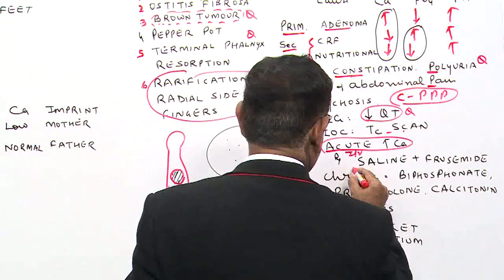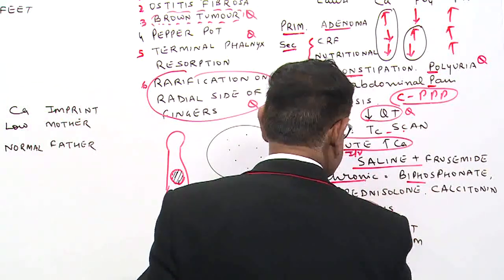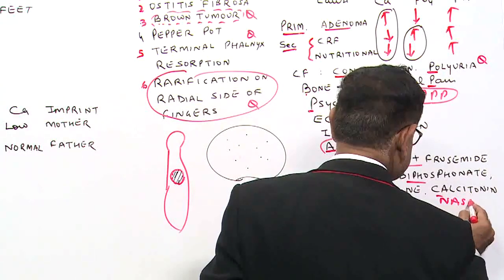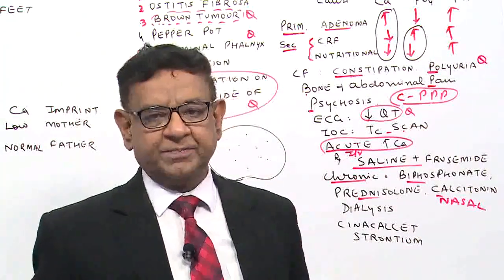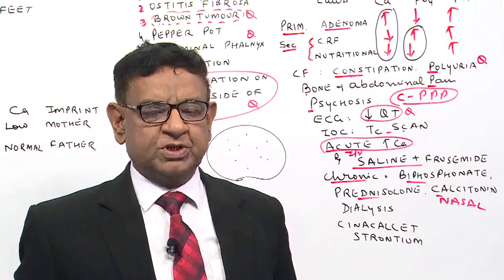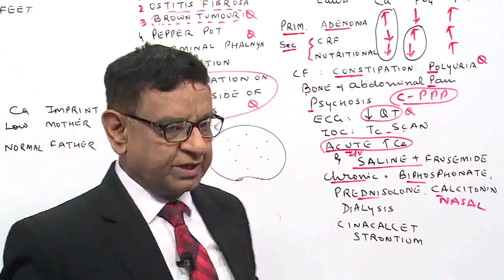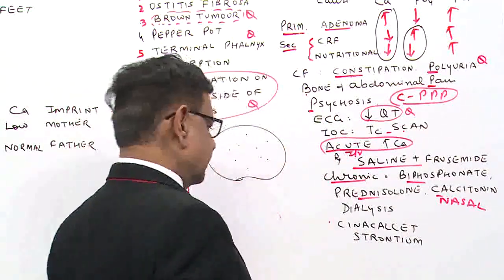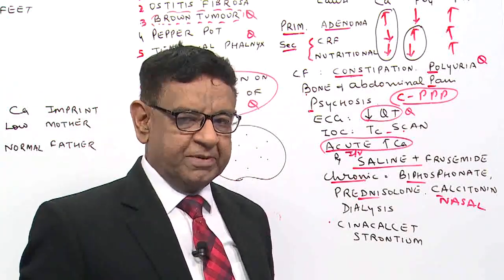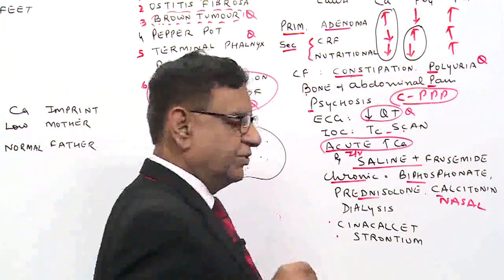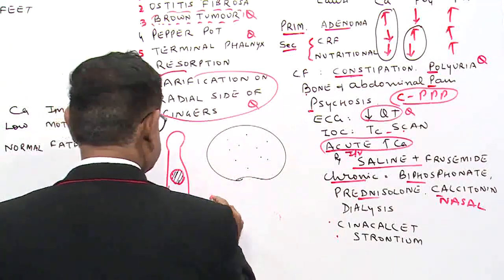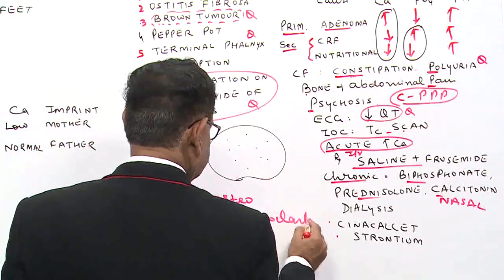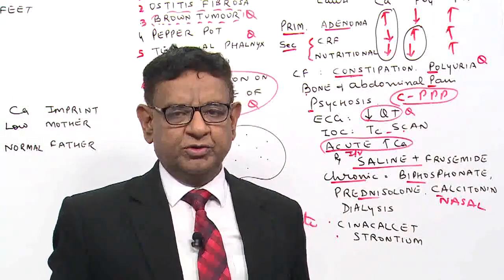Okay. So this is what we go for in acute, but in chronic cases we use bisphosphonate, prednisolone, calcitonin. Calcitonin is given by nasal route. It is the fastest acting drug, but it has only short-term action. So it's not very popular. Of course, we use it only in some cases, not in all the routine cases. We can even go for dialysis also. We have a drug called cinacalcet, which we can use especially in secondary hyperparathyroid. Strontium is one drug which increases osteoblastic activity and reduces osteoclastic activity. So we use it in hyperparathyroid. This is how we are going to treat a case of hyperparathyroid.